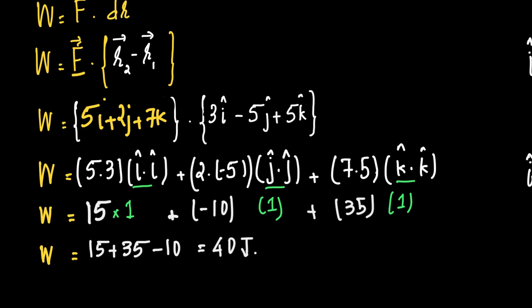And 5 into 3 is 15. 2 into minus 5 is minus 10. 7 into 5 is 35. 35 plus 15 is 50. 50 minus 10 is 40. And therefore the answer is 40 joules.